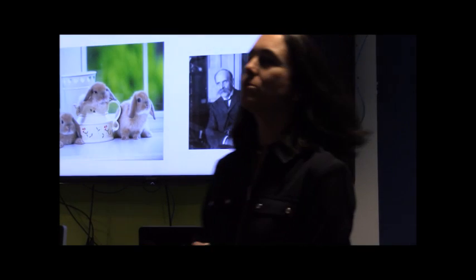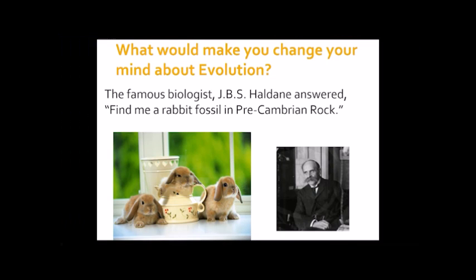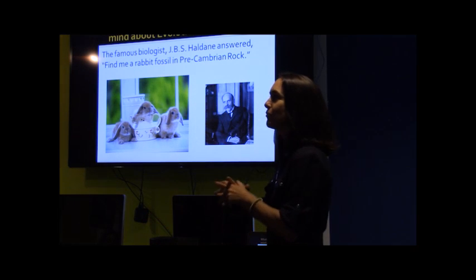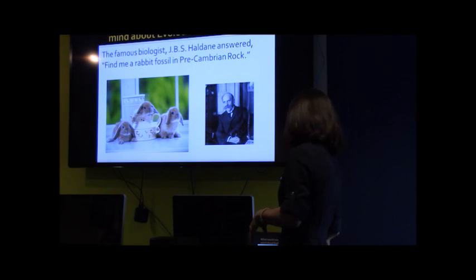I love this quote. J.B.S. Haldane was known as Darwin's bulldog. He was a defender of evolution early on. And they said to him, what would make you change your mind about evolution? He said, find me a rabbit fossil in Precambrian rock. And it's never been done. We have never found a fossil in the wrong place, basically. And that's Haldane right there.